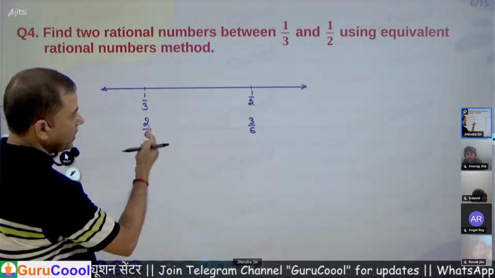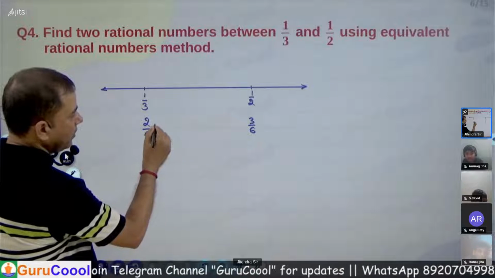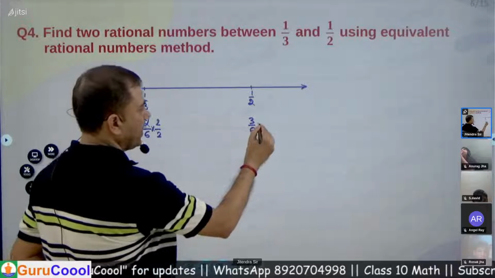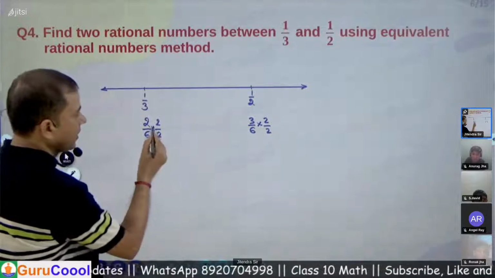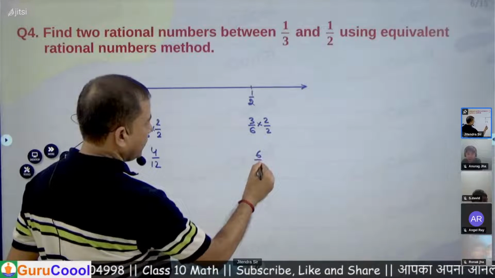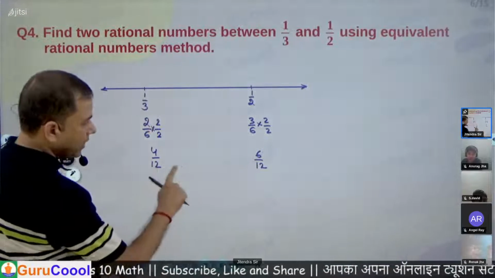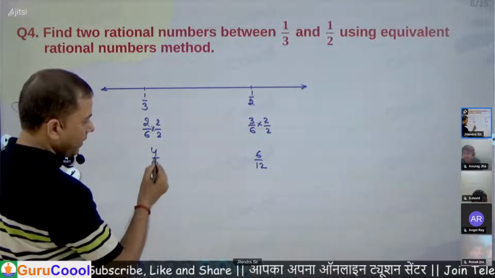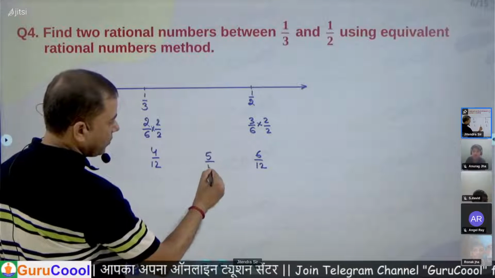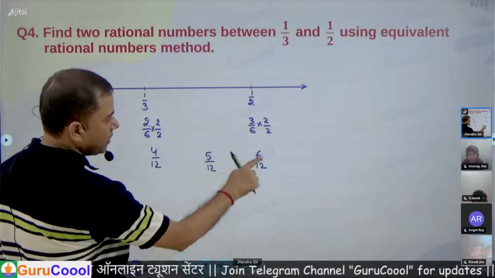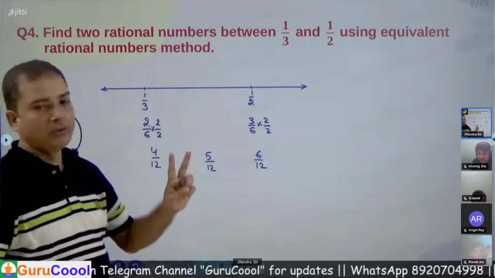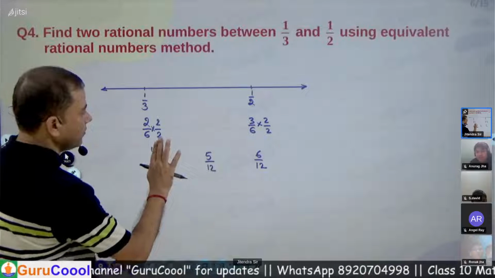Let us multiply this 2 by 6 with 2 by 2. Here also 2 by 2. So it becomes 4 by 12 and it becomes 6 by 12. Now how many rational numbers are we getting between them? It's 4 by 12, it's 6 by 12. Between them we are getting 5 by 12. 4, 5, 6. So there is only one. Oh, it is not working perfectly because we needed 2. So let's change the method.